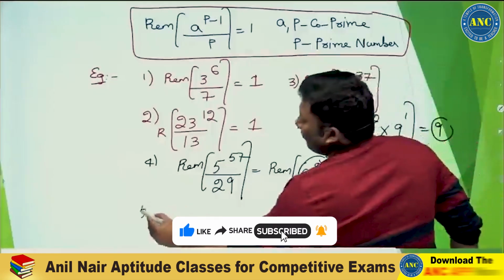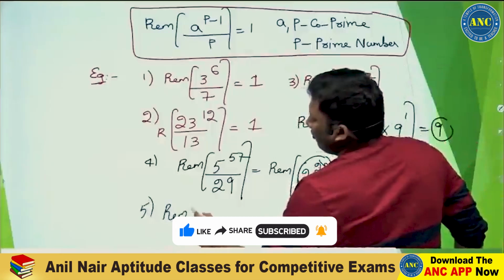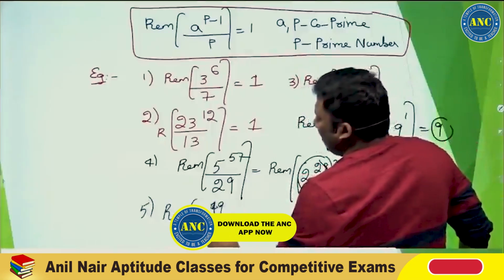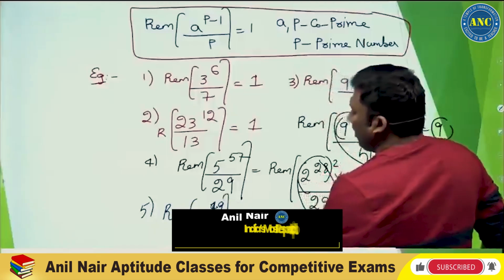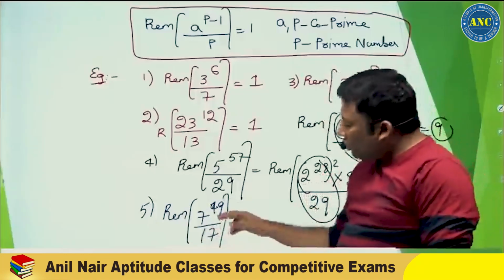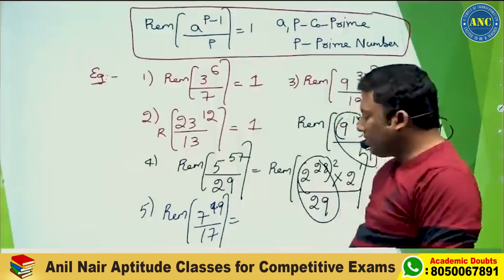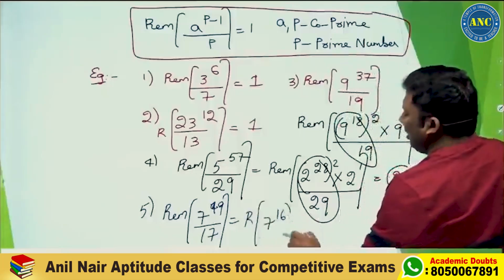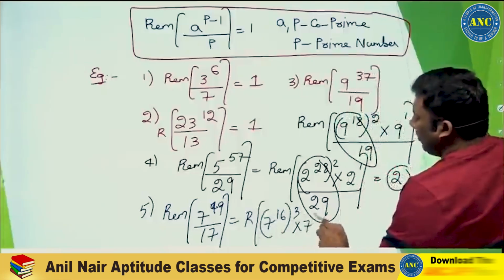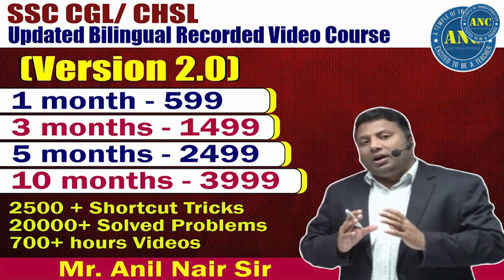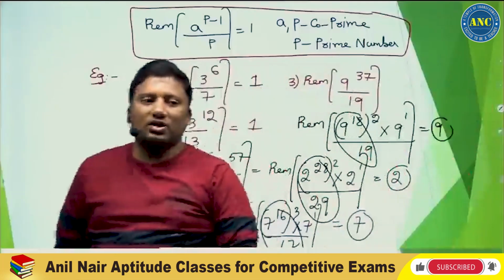One more question. 7 power 49 divided by 17. If the denominator is 17, the power should move in the cyclicity of 16. 7 power 16 divided by 17 is 1. So 7 power 16 cubed into 7 power 1 divided by 17. These are nothing but 1, and 1 into 7, the answer is nothing but 7.